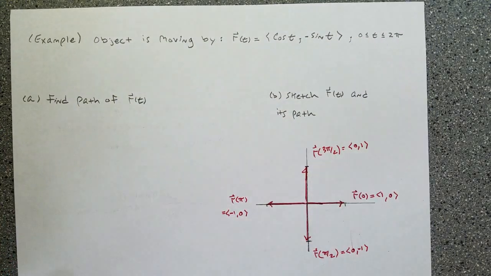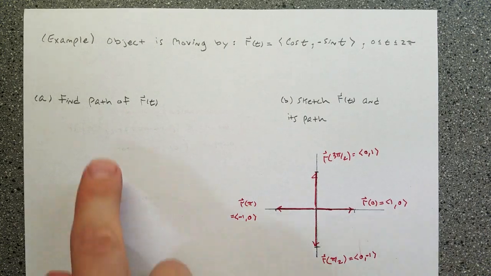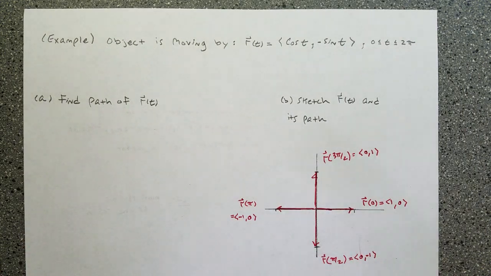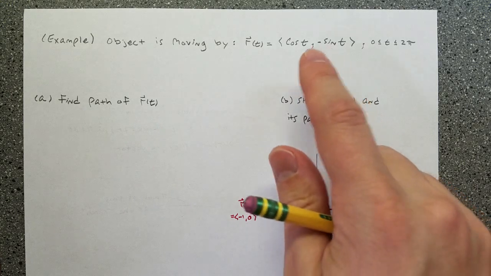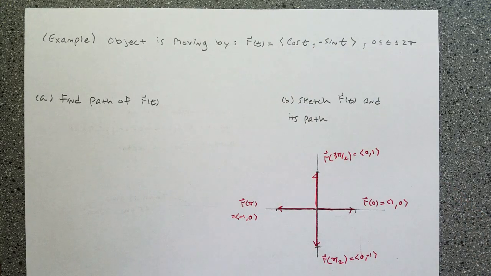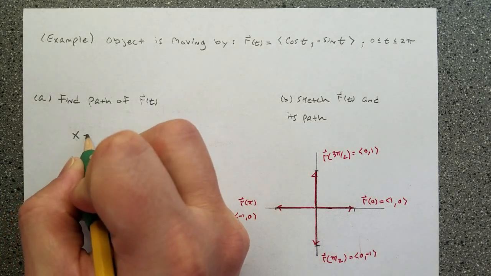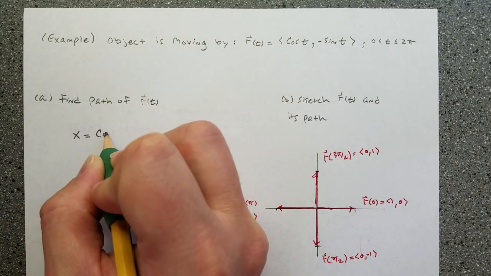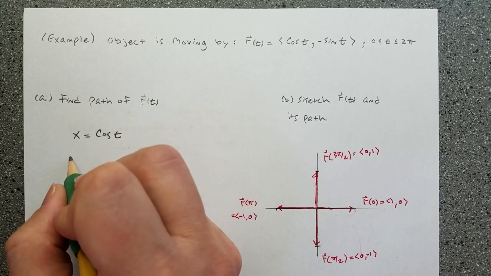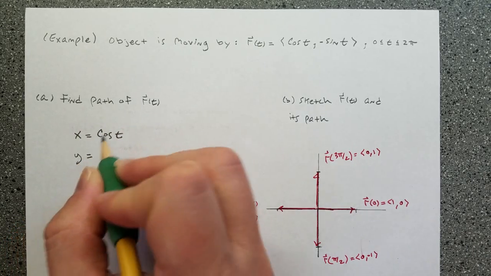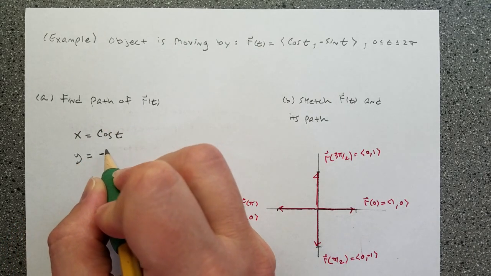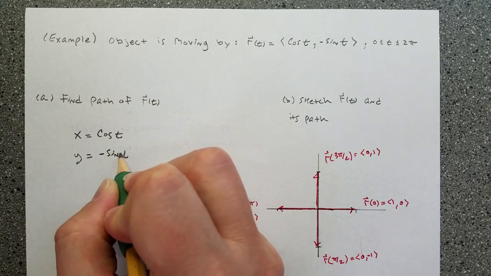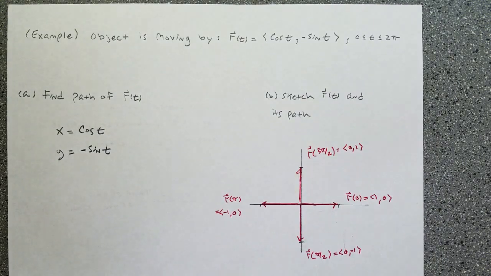Okay, so how do we find the path? The path would be just information about x and y. It would eliminate the concept of time completely out of this. So I'm going to say, I want information about x and y, and I want to eliminate time, t, out of it. I have to start by saying that.